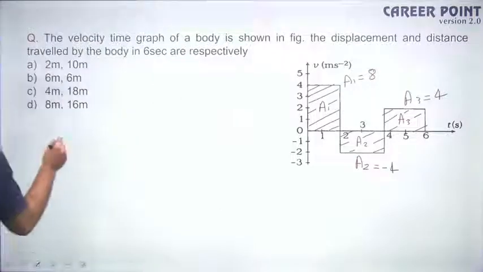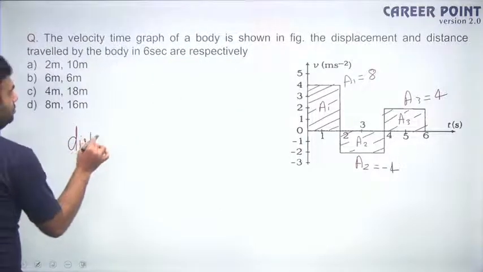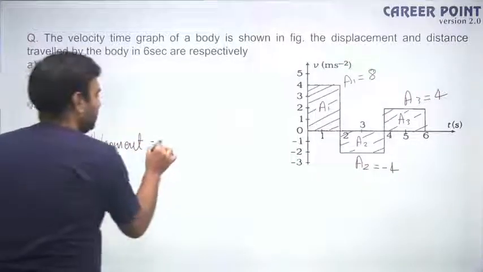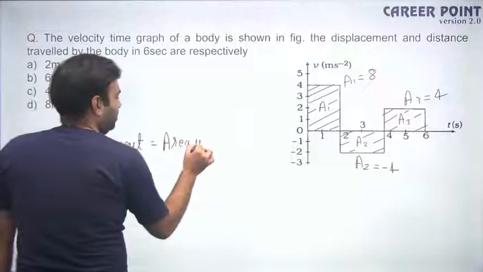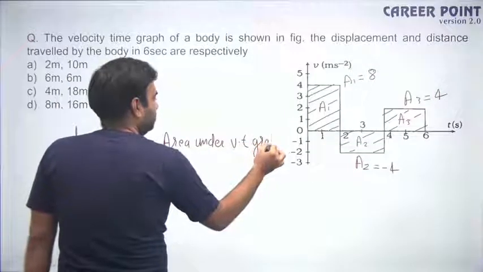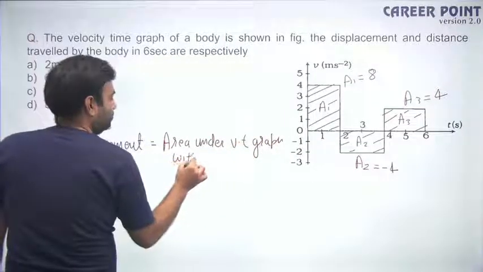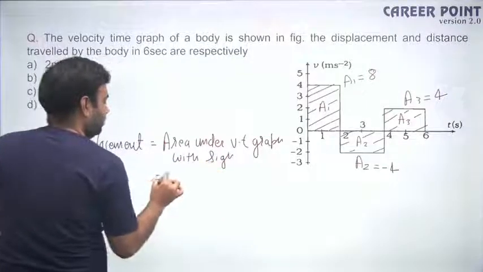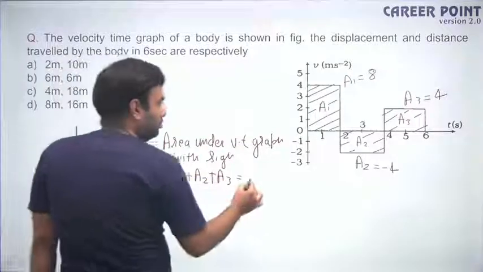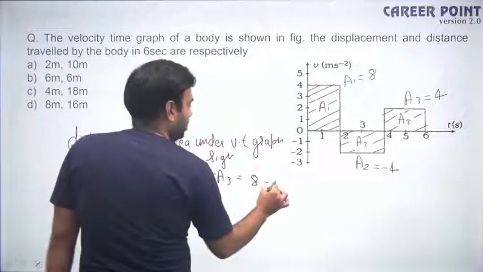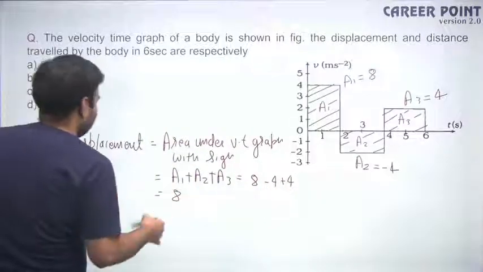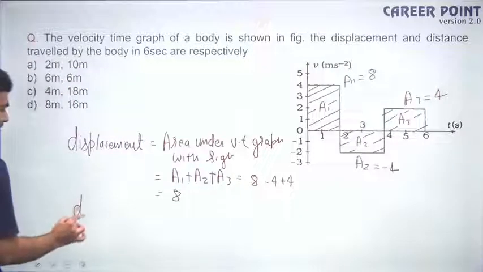So displacement is the area under the VT graph with sign. It is equal to A1 plus A2 plus A3, which is 8 minus 4 plus 4. So it is equal to 8. Displacement is 8 meter.